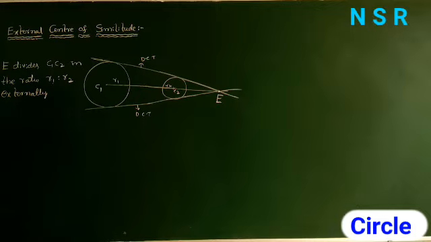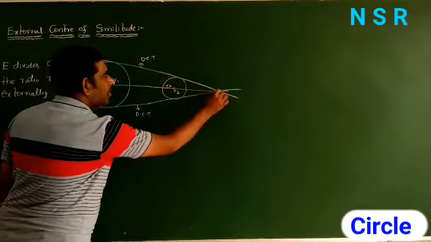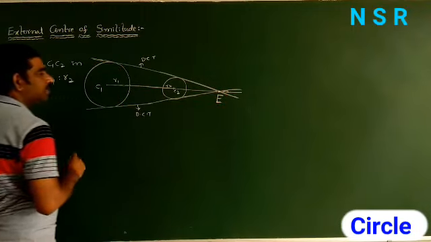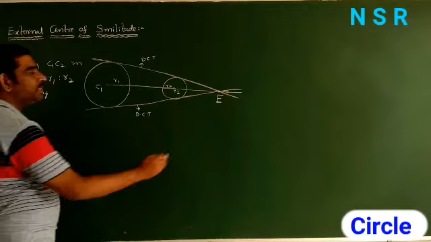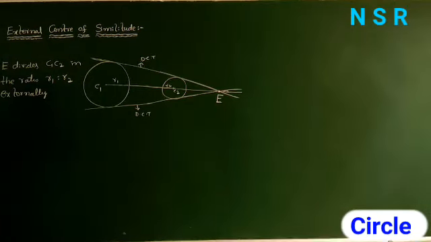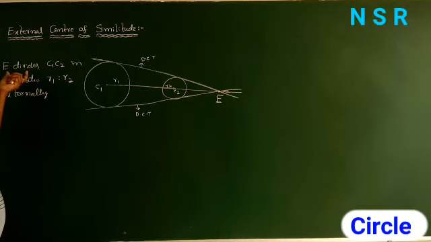So what is the definition of the external center of similitude? The intersection point of direct common tangents is called the external center of similitude. It is denoted by E. In this, E divides C1 C2 in the ratio R1 is to R2 externally.